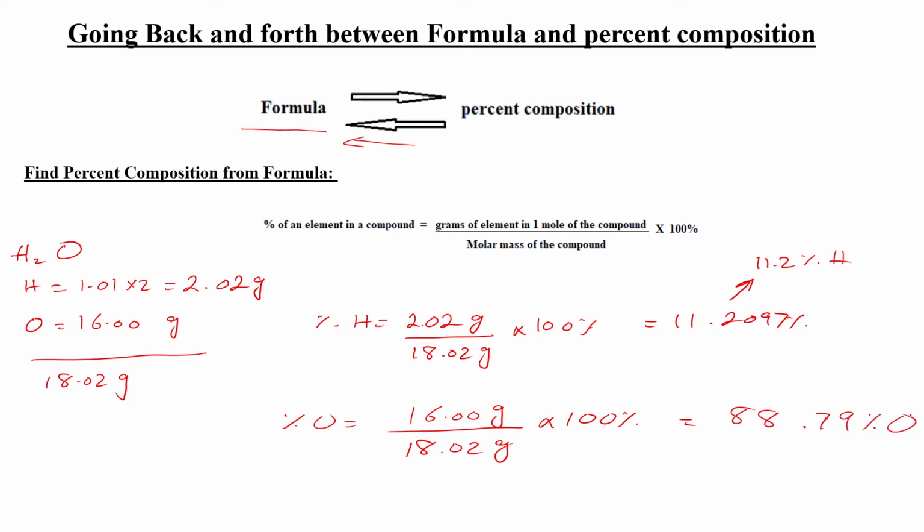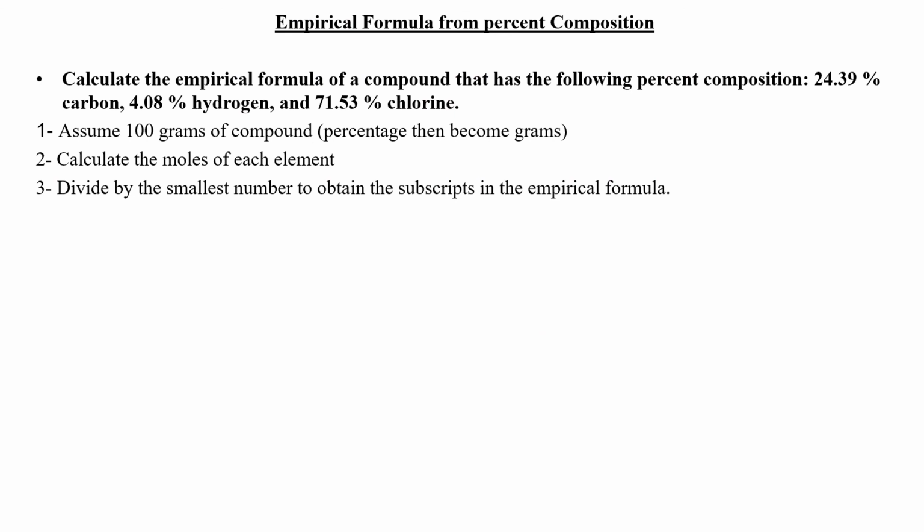percent oxygen. Now, if you want to check whether your percent composition is accurate or not, you can add all these percentages. Your answer should come very close to 100%. So what we learned here is that if a formula is given, which we started with the water formula, we can find the percent composition of each element in that compound, and you just saw how we did it, right? Now going back from percent composition to formula is what we can see in the next slide.